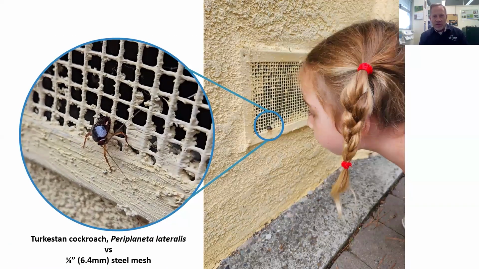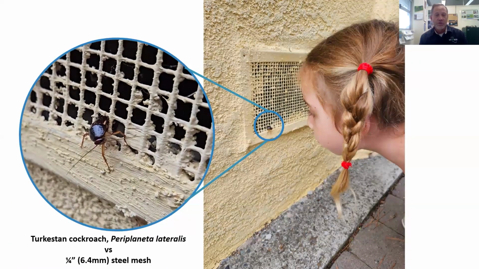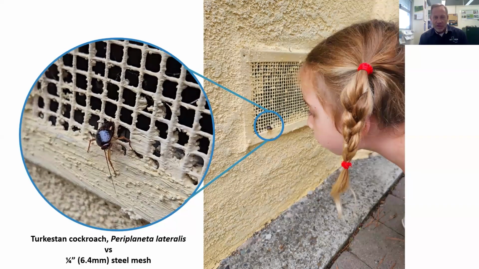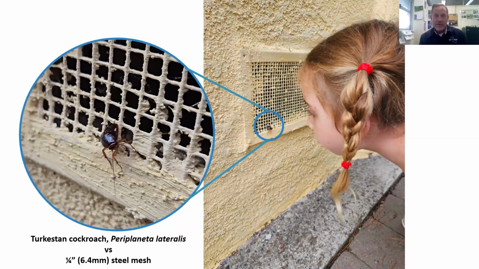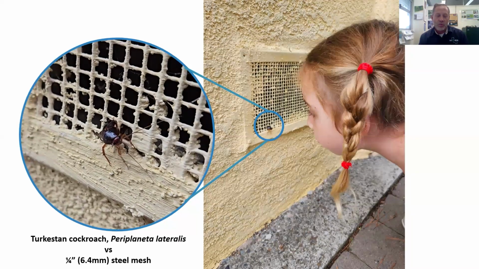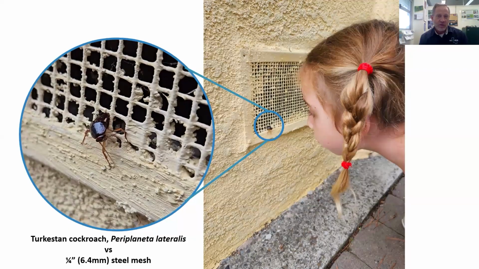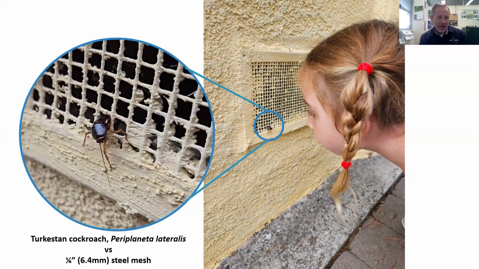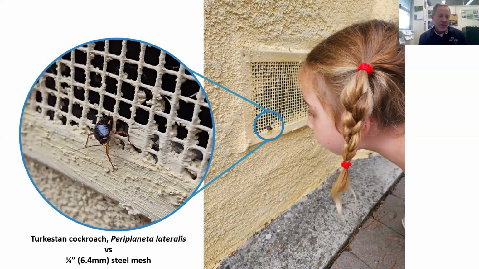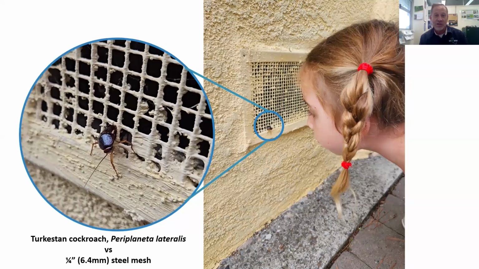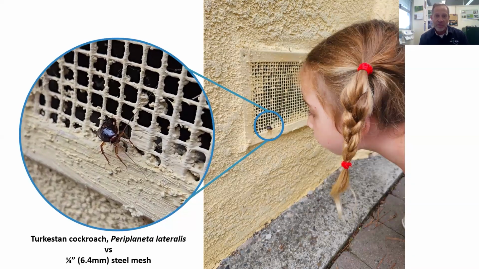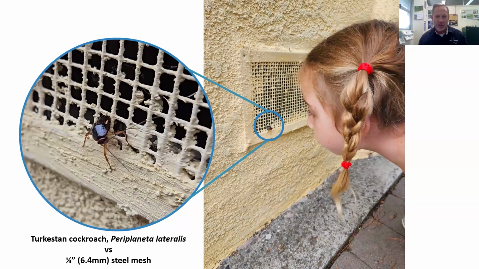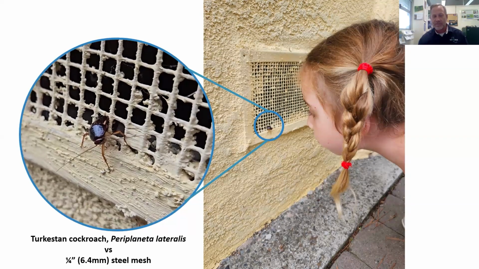And I wanted to include this little video here. Exclusion is important all year long. This is a photo on the right of a vent screen cover for a raised foundation. And this is standard 1/4 inch steel mesh. And in this case, a Turkestan cockroach female has become trapped. So even this large mesh size can be very effective at preventing access, in this case, out of the crawl space from this insect.